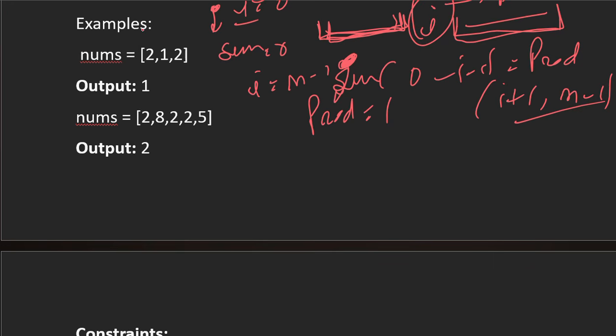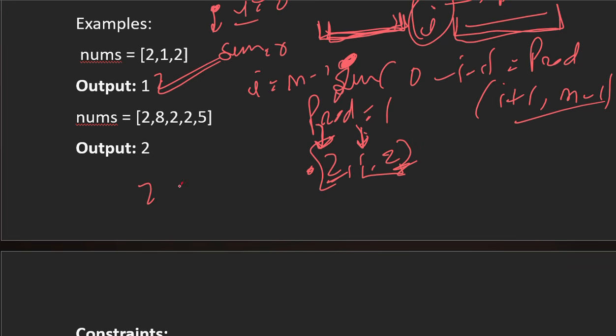So we are given 2, 1 and 2. First we will check this element. So sum is 0 and product is 2. It is not balanced. Then we check this one. Sum is 2, product is 2. So we get our answer. So we return answer as 1.